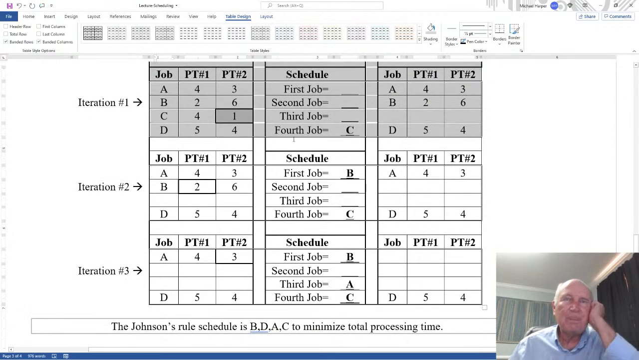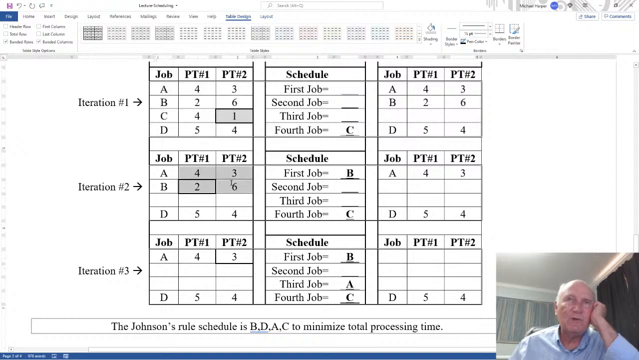Second iteration. Of the 6 remaining times, 4, 3, 2, 6, 5, 4, the minimum time is 2. Let's shade that in. Notice this minimum time is on the first server.